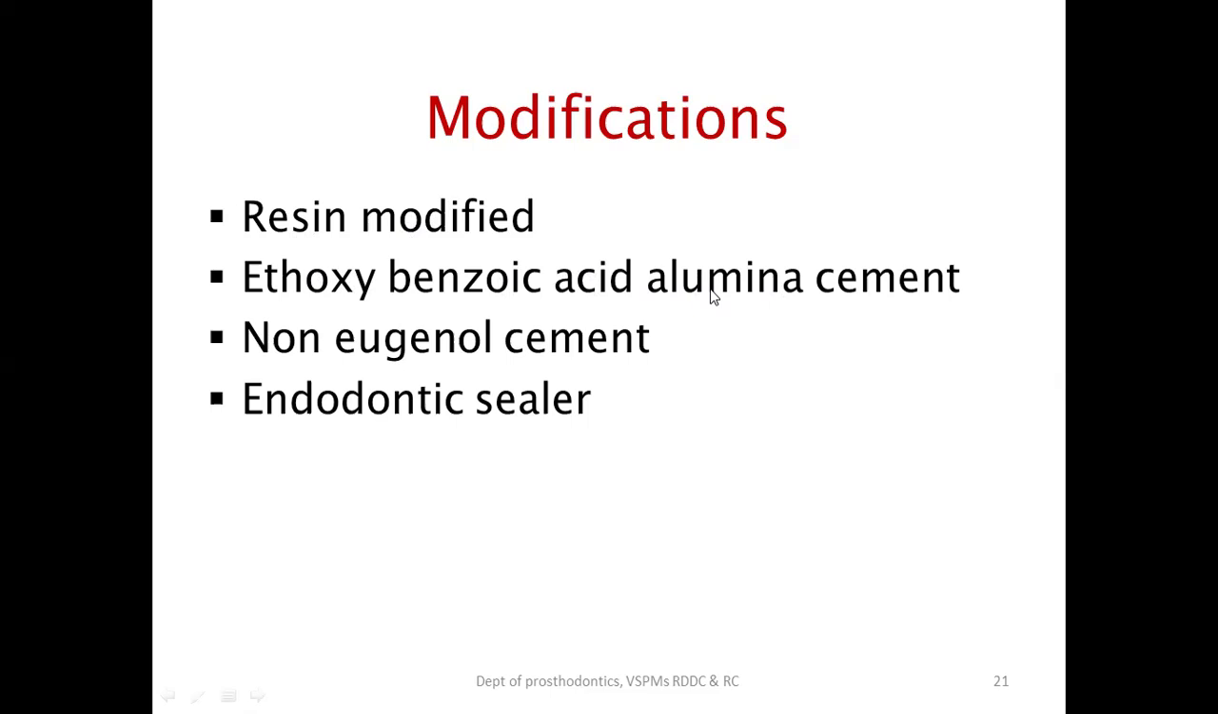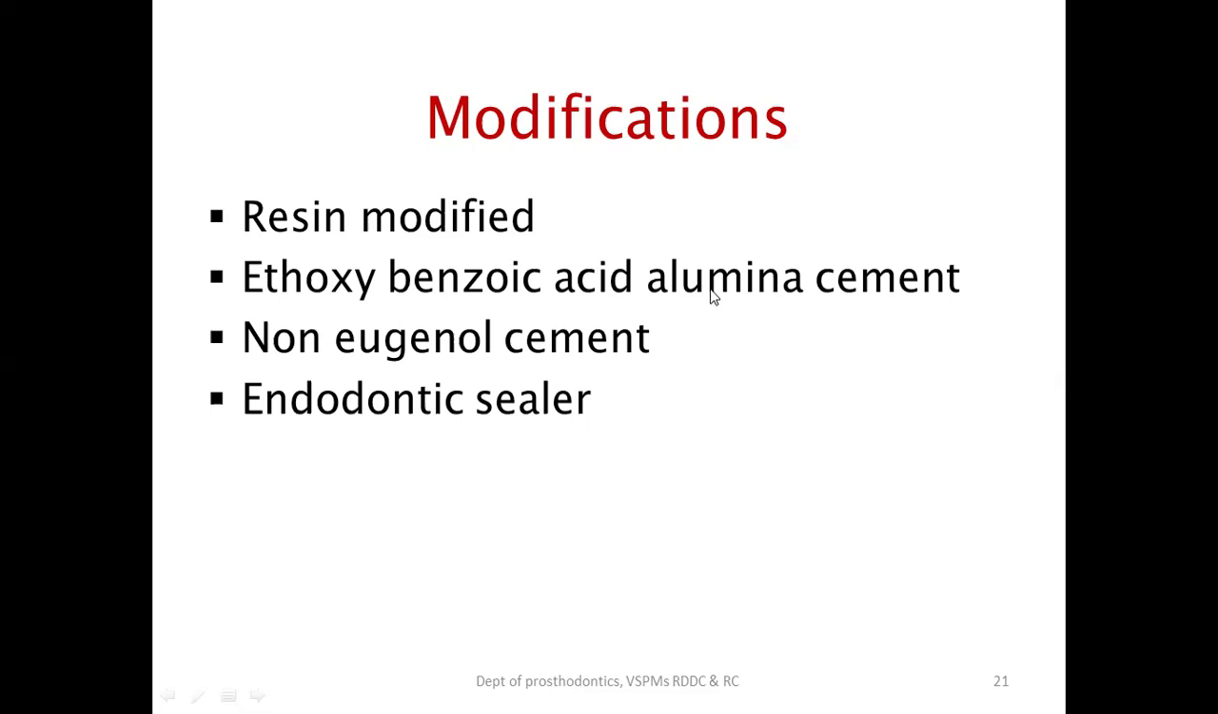The uses are the same as we have seen in the resin modified type, that is permanent cementation, or IRM material, that is intermediate restorative material, and cavity liner and base. The third type is non-eugenol cement, especially for patients who are allergic, and as we have seen, it is contraindicated with composite resin. So where you will be using a resinous type of restoration.